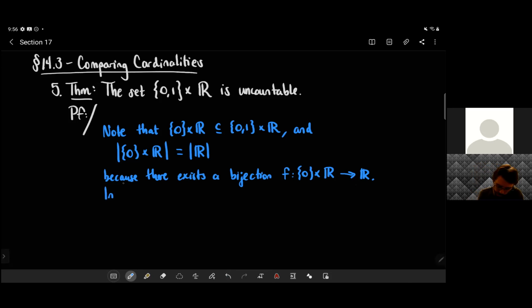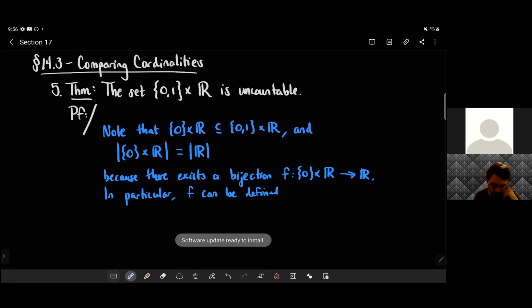And I'll say in particular, how would we define it? Well, the idea isn't too complicated. Instead of saying f is defined, I'll say f can be defined, because there are a bunch of correct bijections you could write. This is just one of them.